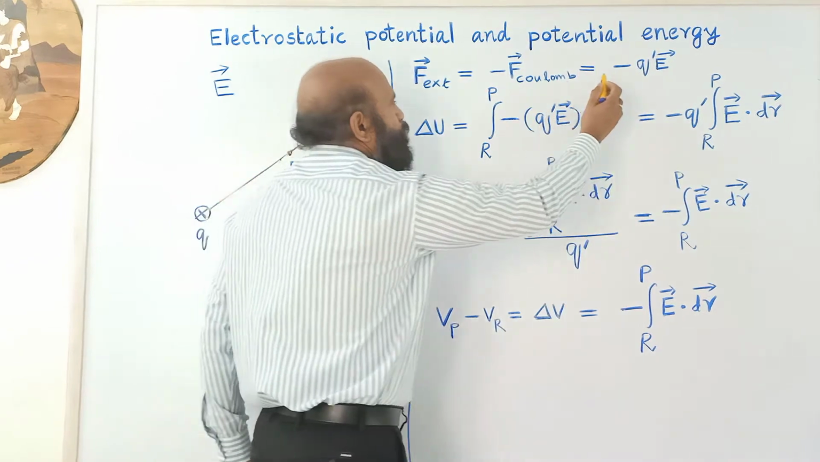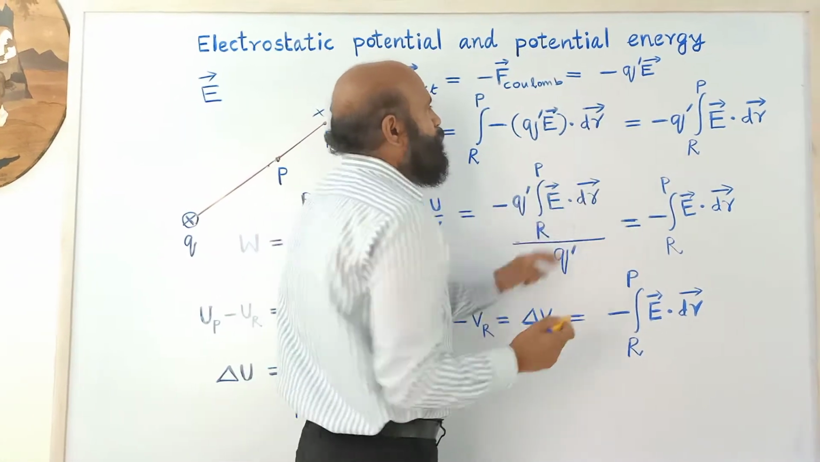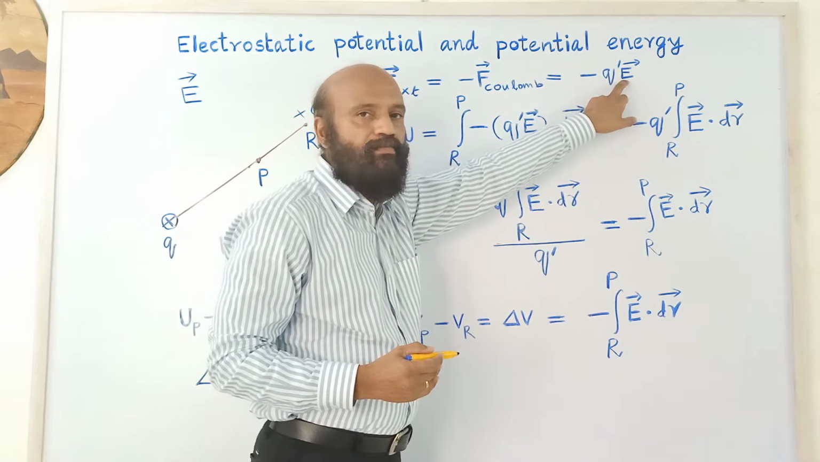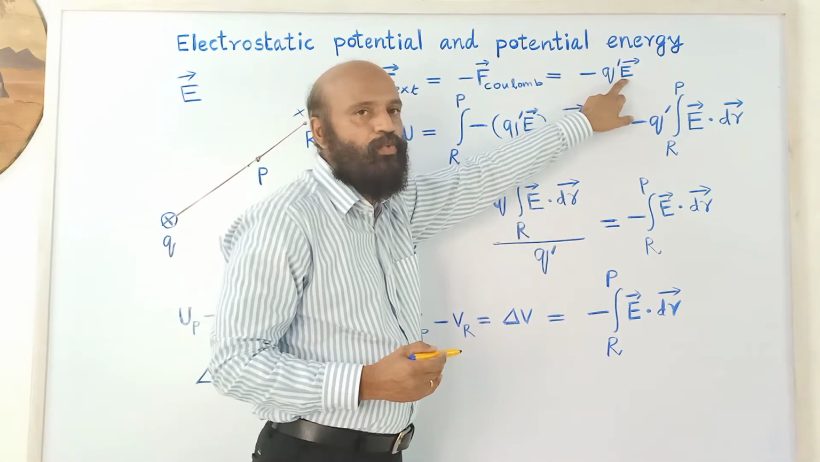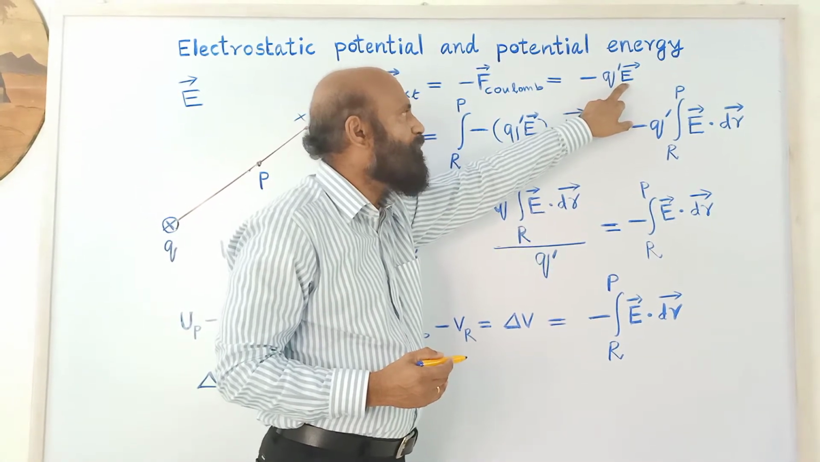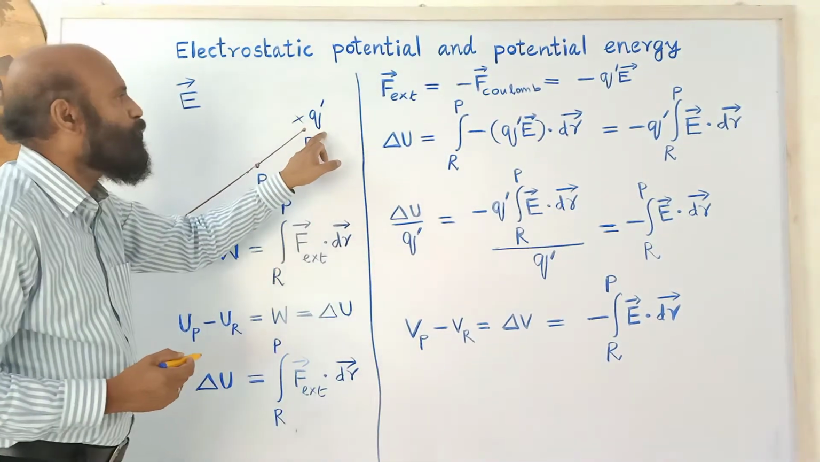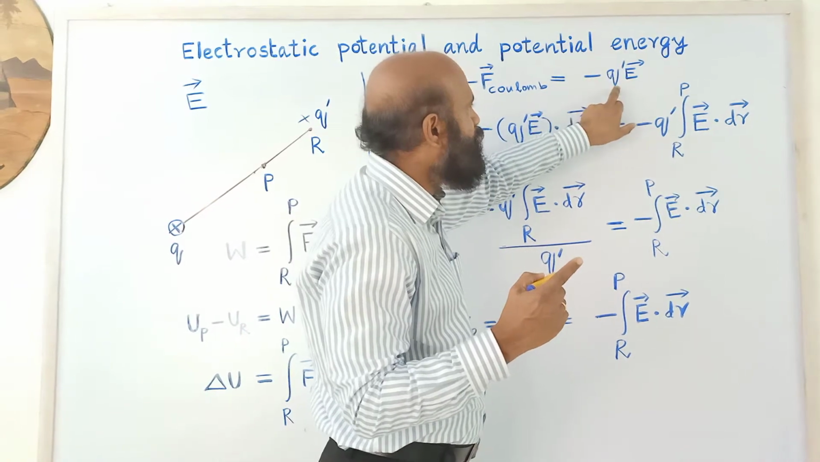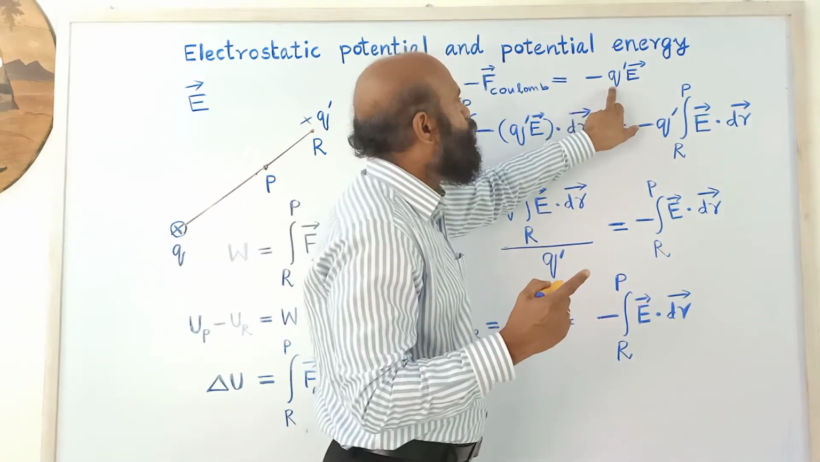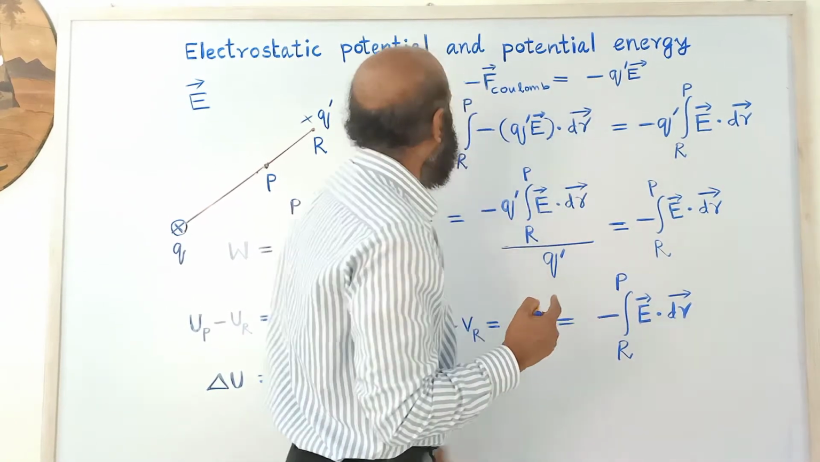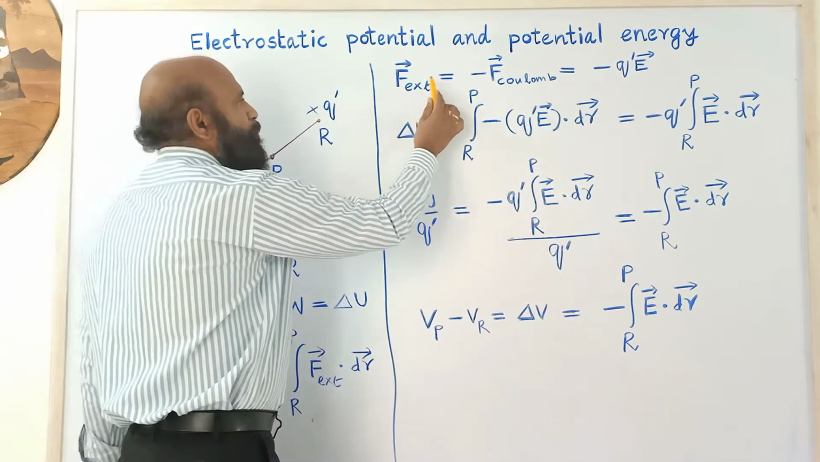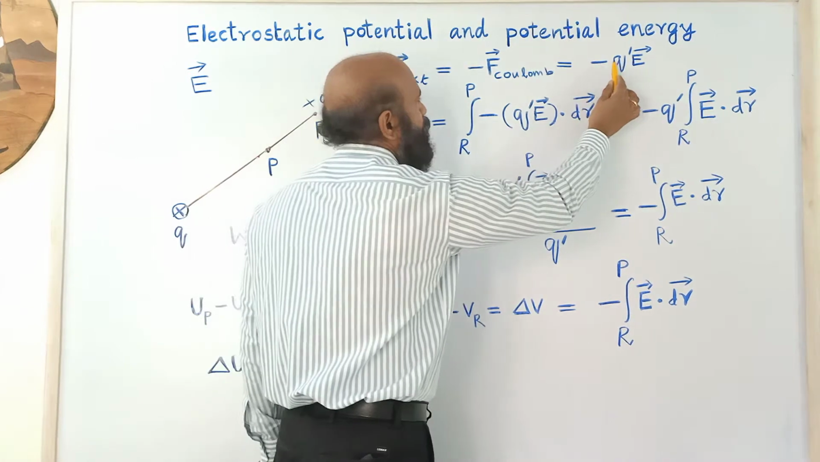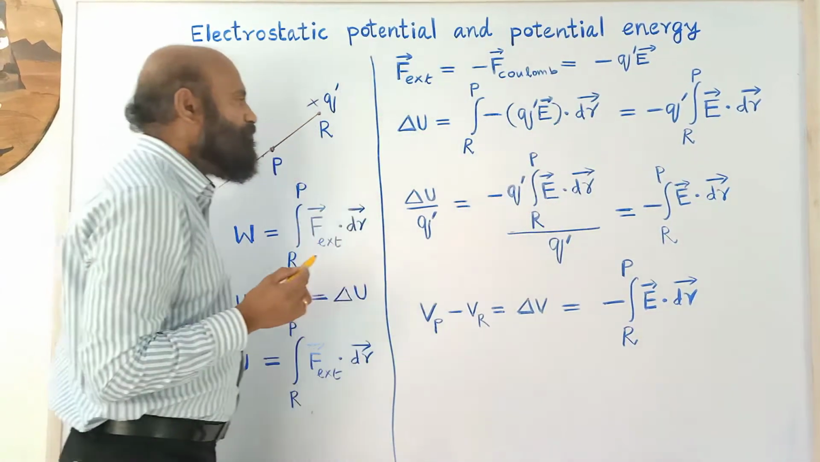Then the force is given by QE because E is the electric field. Electric field is the force experienced by unit positive charge. So here charge is Q dash. So this is the force acting on 1 coulomb. Charge is Q dash, so force is Q dash into E. So external force is same as the force due to Coulomb's law, that is equal to minus Q dash E.